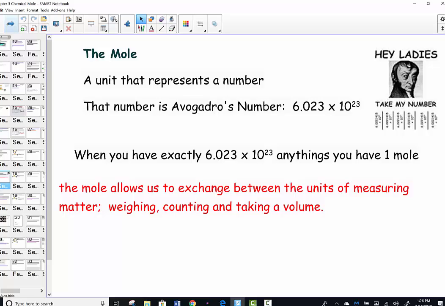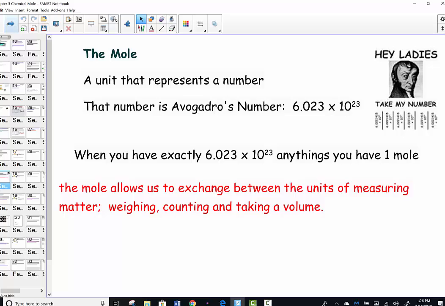Hey ladies, 6.02 times 10 to the 23rd is called Avogadro's number. He did not count it. He did not determine it. It was an honorary naming of this scientist. Avogadro's number is 6.023 times 10 to the 23rd power. That's 23 zeros after that number. Do you see how significantly large that number is?